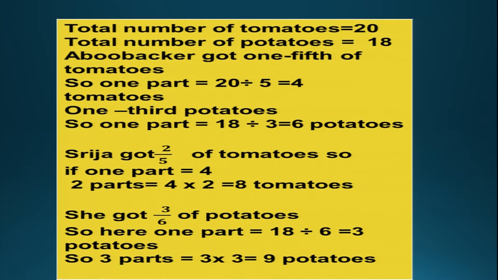Now, as I had told you, I have already explained, Abbu Bakr has got 6 potatoes and 4 tomatoes. Now, Srija got 2/5 of the tomatoes. So, if 1 part is equal to 4, 2 parts will be equal to 4 into 2, 8 tomatoes. And Srija got 3/6 of the potatoes. So, here, as I had told you, divide 18 into 6 parts. So, 1 part will be 3 potatoes. And she got 3 parts out of those 6 parts. So, 3 into 3, 9 potatoes.